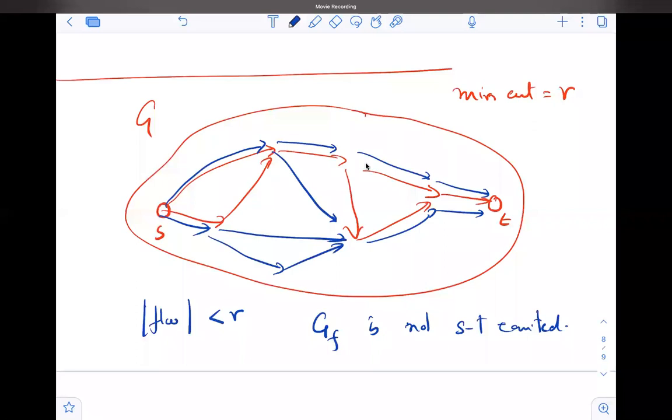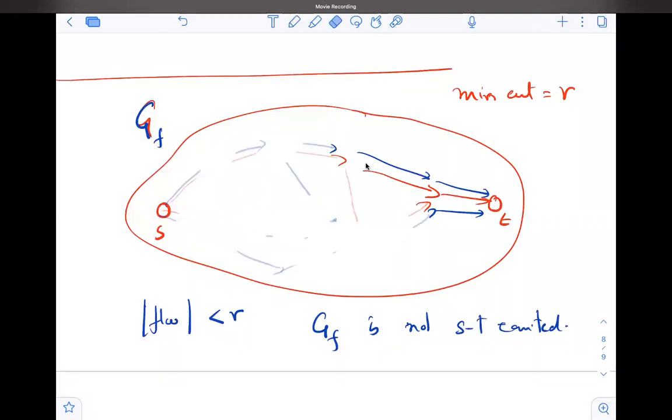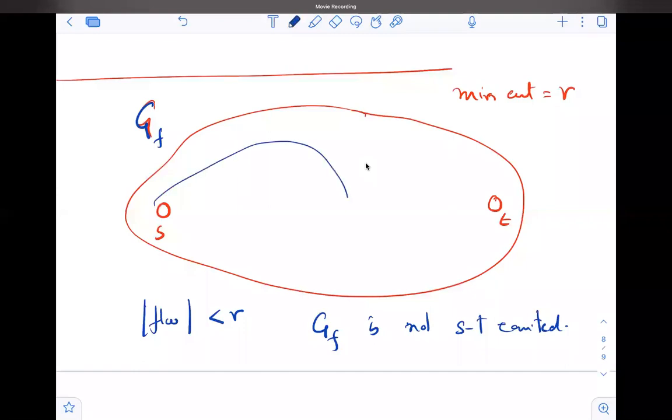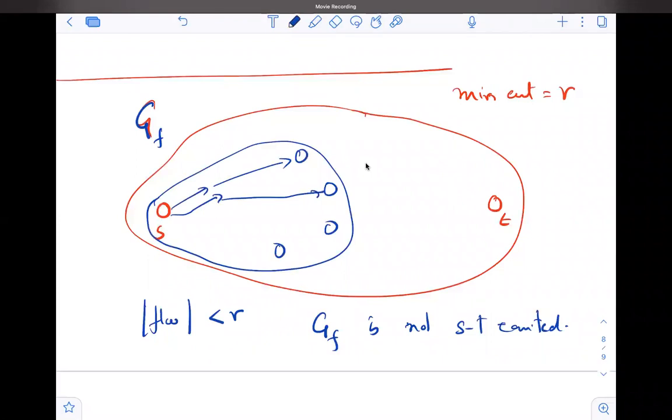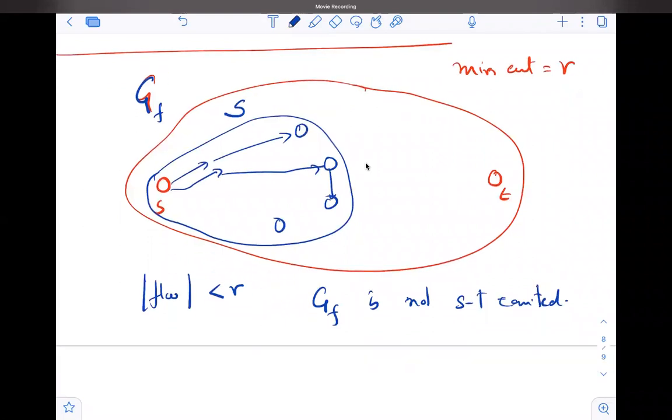In the GF, if I draw this GF, let me erase some of these edges. There is this set of vertices that are connected to S. These are the vertices to which there is a path from S. Let's call this one S. Now, if I'm proving it by contradiction, that means I have managed to have this flow. So GF has managed to disconnect S and T. So T is outside. Good.